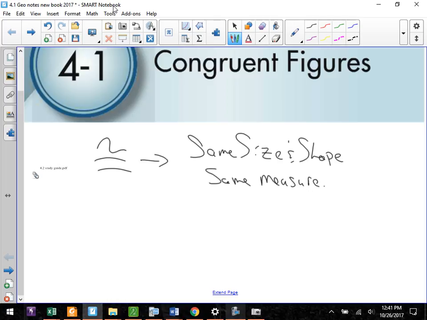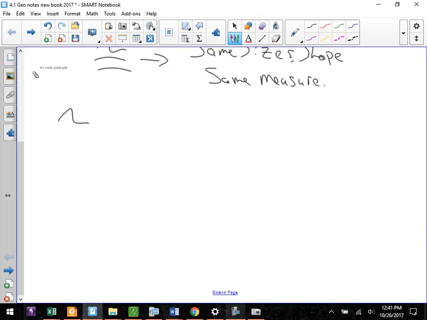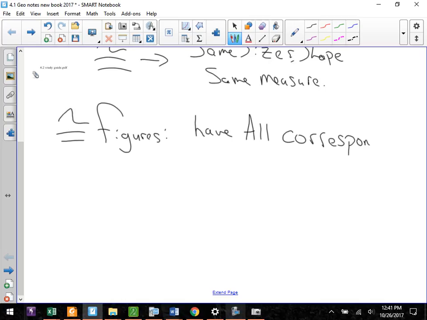let me write this out. Congruent figures have all corresponding parts congruent.